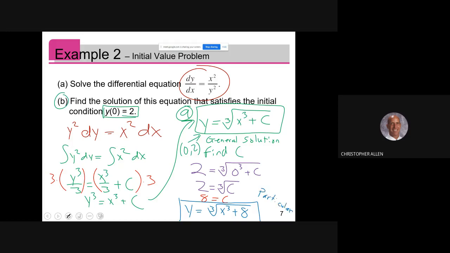This one would be the particular solution. So please make sure you can differentiate the two of them. Remember, the general solution is going to have the C value. In the particular solution, you're actually going to determine what the C value is.